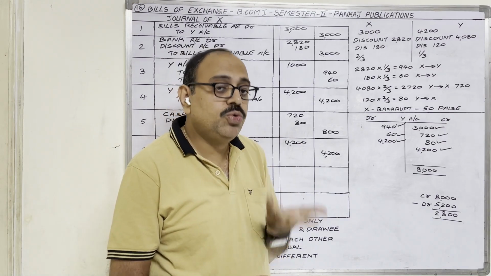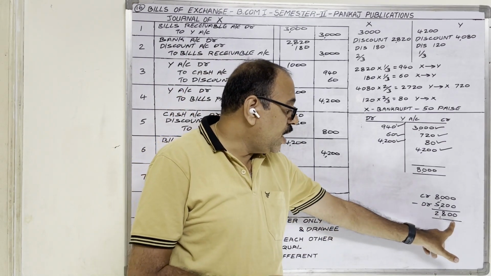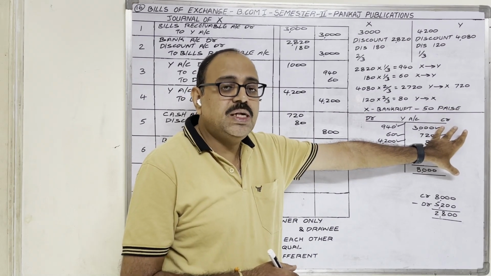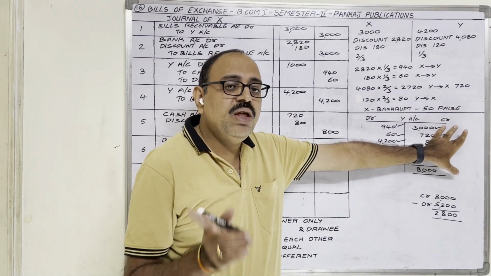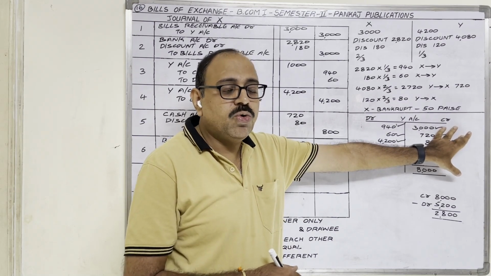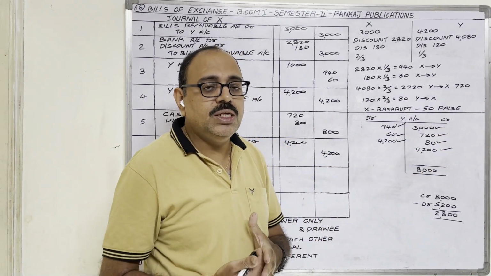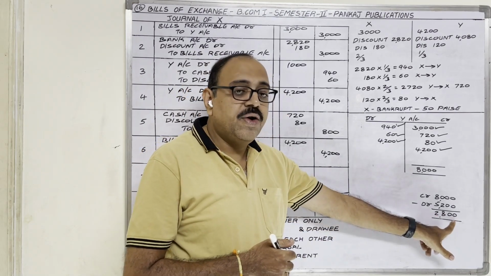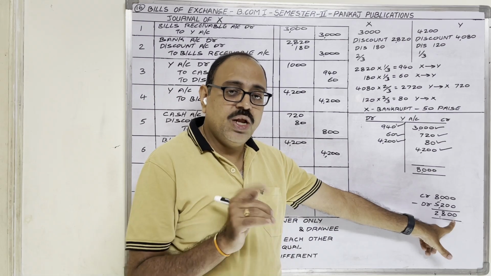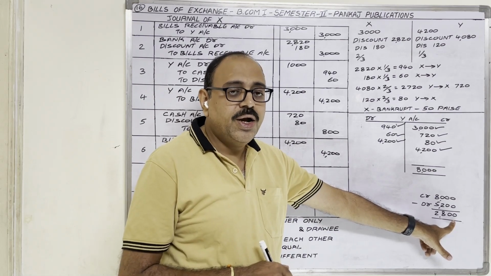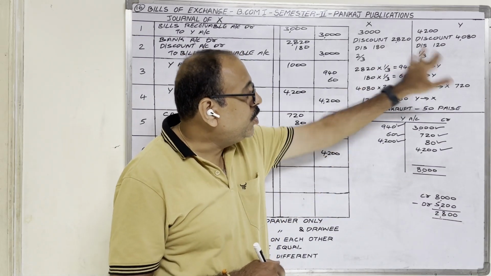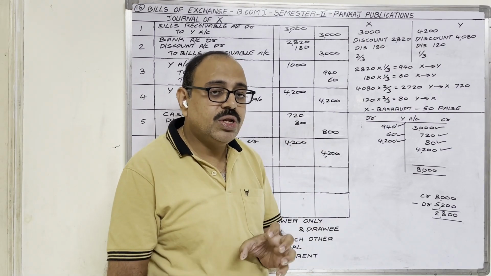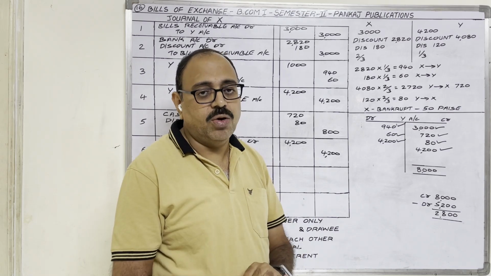Means X has to pay 2,800 rupees to Y. But X became insolvent and from his estate, for 1 rupee only 50 paise is coming. Means only 50% of the amount is received from X's estate. So of 2,800, 50% is 1,400 rupees. Only 1,400 rupees X paid to Y. Another 1,400 rupees, X should transfer to the deficiency account.